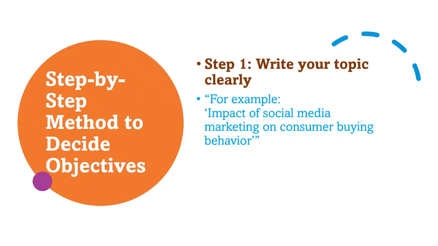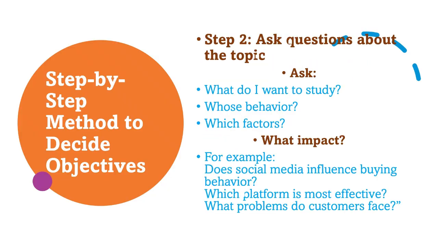Now let's understand the process of defining objectives. I'm giving step-by-step methods to decide the objectives. First step, write your topic clearly. For example, impact of social media marketing on consumer buying behavior.